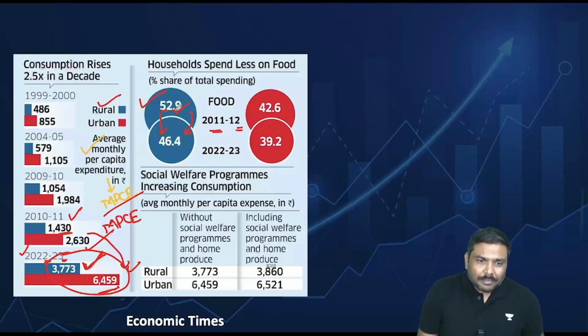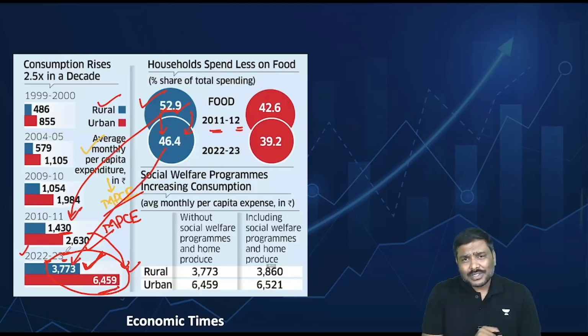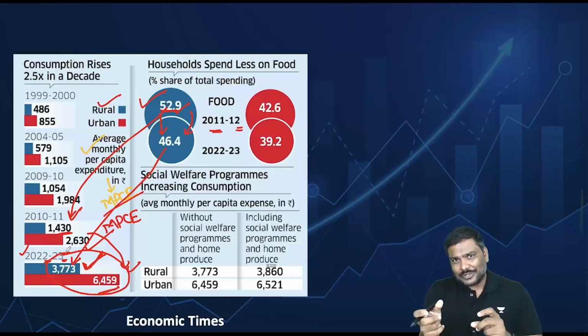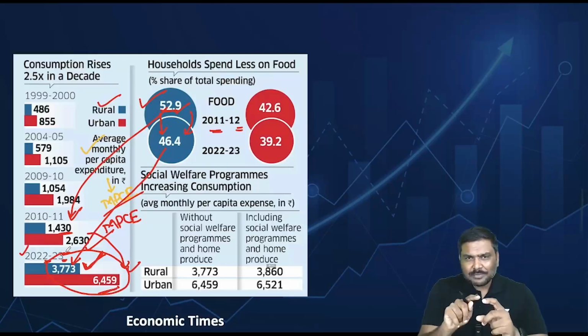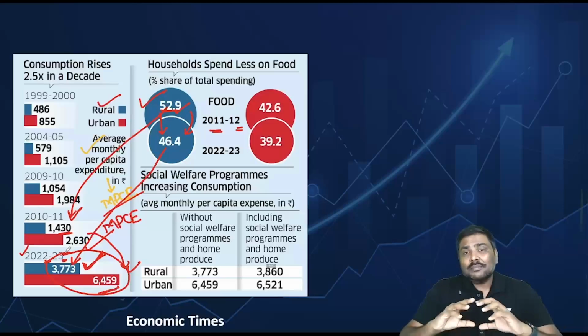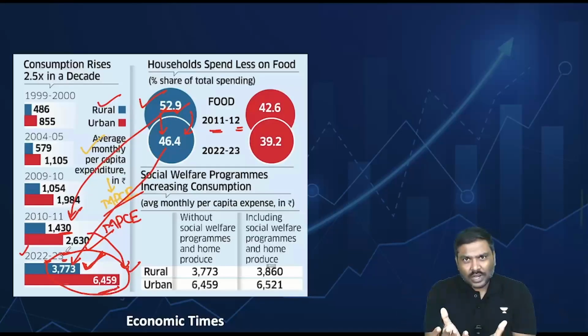It was 53% out of 1430 rupees. Now it is 46% out of 3773 rupees. So in absolute rupee terms, expenditure has increased. But as a proportion, as a percentage of the total expenditure, it has actually decreased.